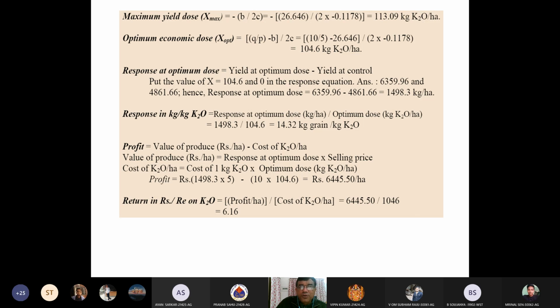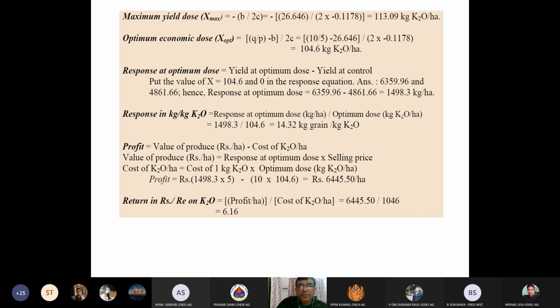Now, optimum economic dose is Q upon P minus B divided by 2C. So, cost of 1 kg K2O is 10 rupees. It was 10 rupees for 1 kg. And 5 is the price of 1 kg rice, because the unit of rice yield is in kg. So 10 by 5 minus B. B is 26 and divided by 2C. You get 104.6. This 104.6 is your optimum economic dose of the K2O.